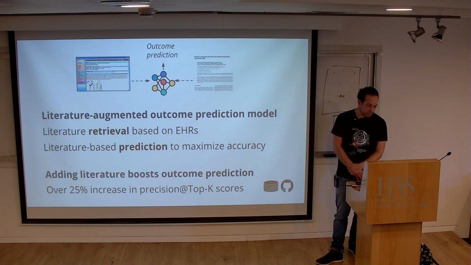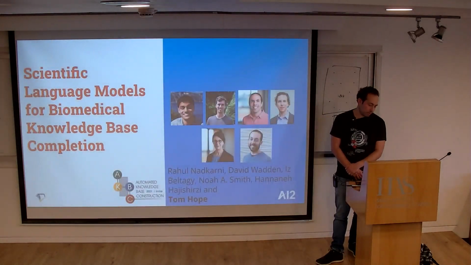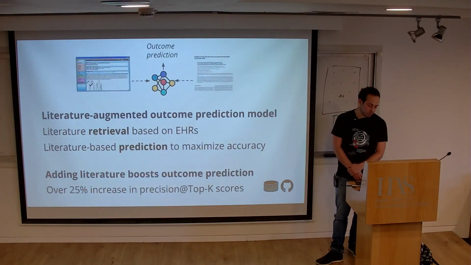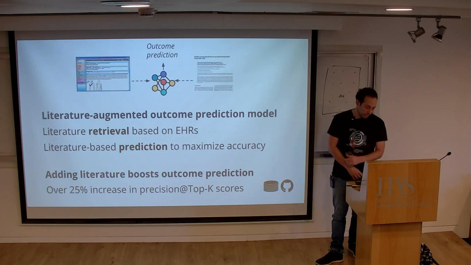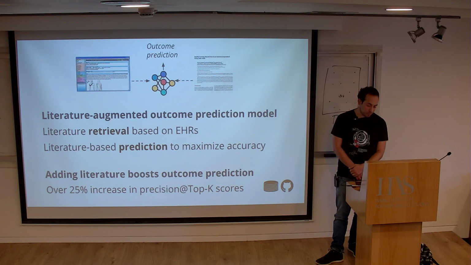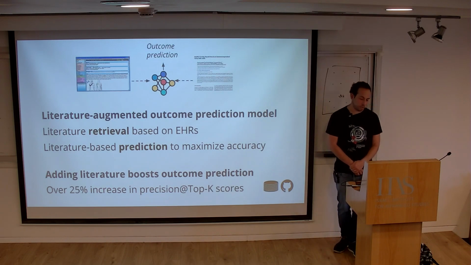Okay, so let me move on to, and by the way, the code is open source, and the part of the data that can be open source, which is the PubMed papers linked to each patient ID in MIMIC, that's also open on our GitHub.